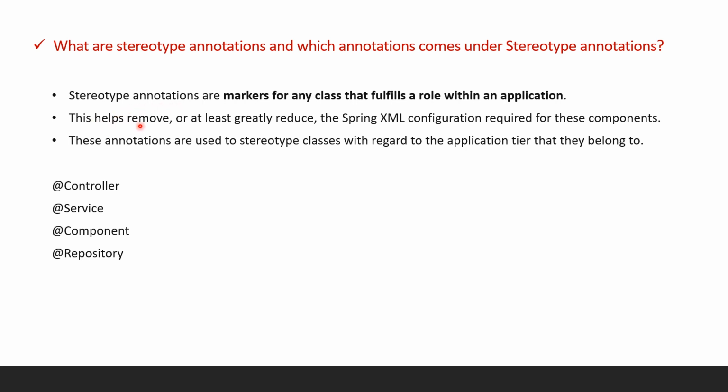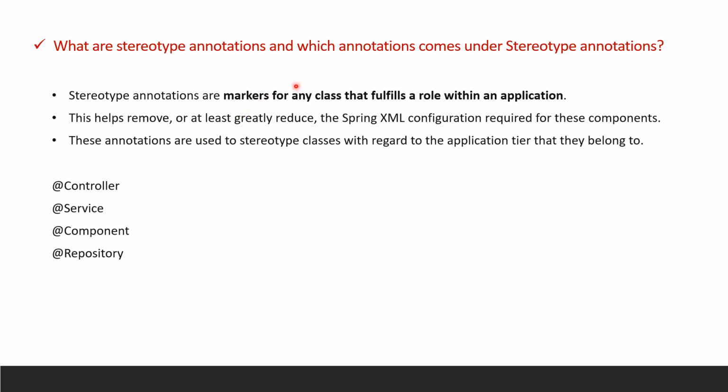This helps remove or at least greatly reduce the Spring XML configuration required for these components. We need not maintain all the configuration and declare all the XML configuration whenever we use these annotations, because it does all the configuration itself, and it reduces our code. These annotations are used to stereotype classes with regard to the application tier that they belong to.